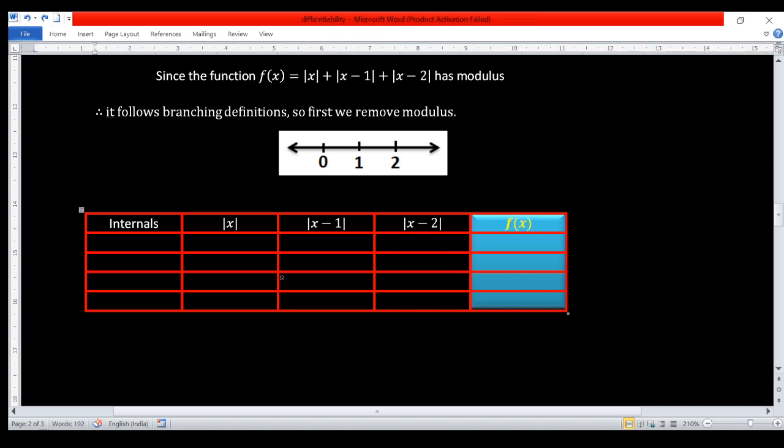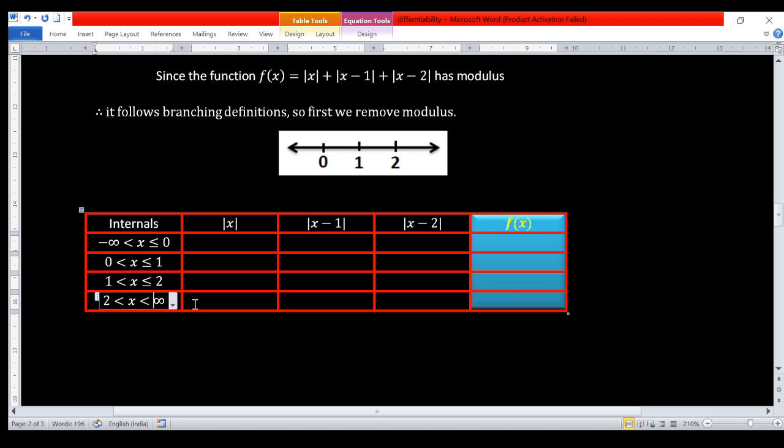First interval: minus infinity comma 0. So you see on this number line, minus infinity to 0 is the first interval. Then the next interval is 0 to 1. Then the next interval is 1 to 2. And the last interval is 2 to infinity. So I have 4 intervals. In these intervals we will find the character of this modulus.